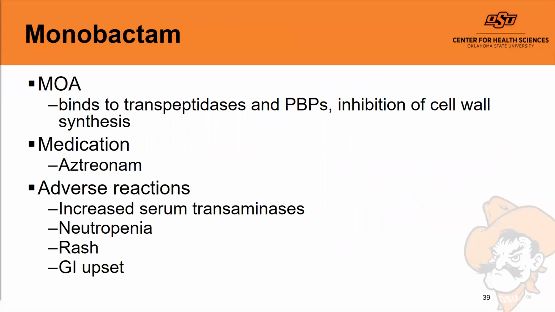The final beta-lactam is aztreonam. So it's a monobactam antibiotic. This is nice because if you use it in patients with an anaphylactic reaction to penicillin, they will not have that same reaction. So with this medicine, you can see increased serum transaminases, neutropenia, rash, and GI upset.